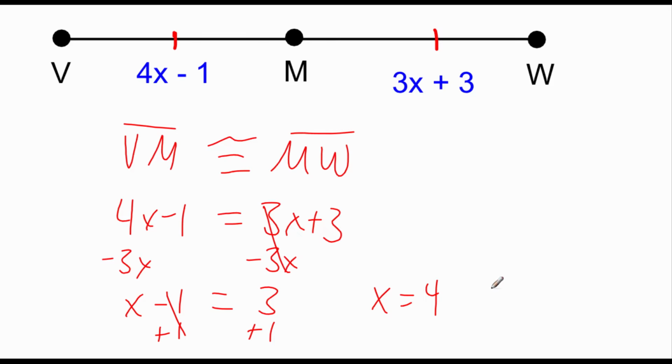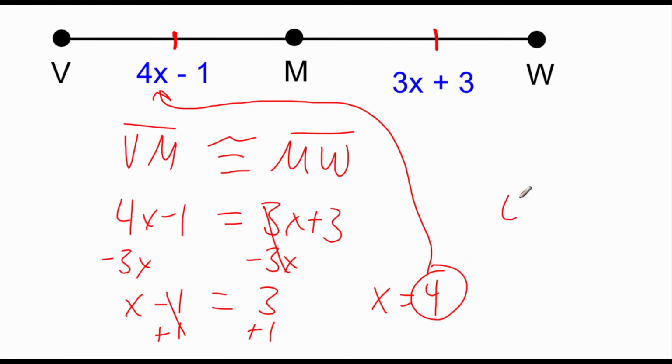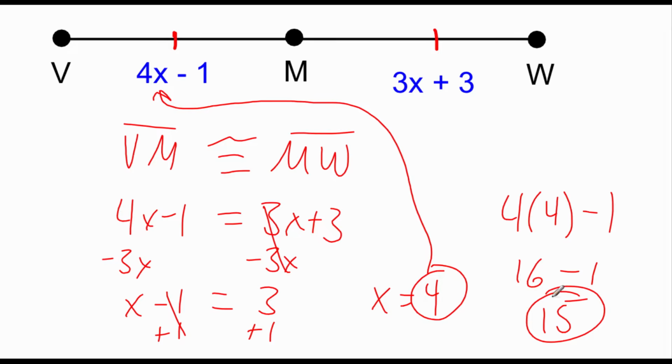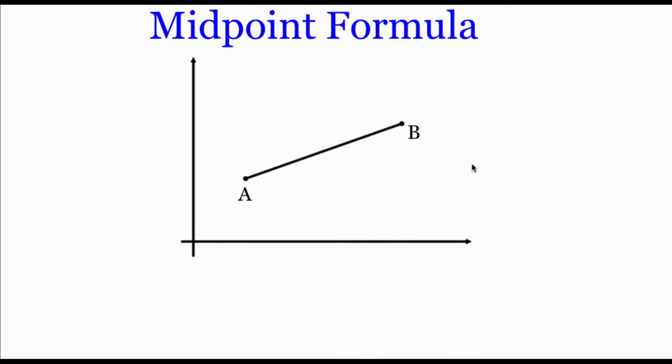But we're not quite done. We wanted to figure out how long it is from V to M. We know our x value, so we take this 4, go up to the VM length, and plug the 4 in. We take 4 times the x value of 4, and then subtract off 1. 4 times 4 is 16, and if we subtract 1, we get 15 as the length from V to M.